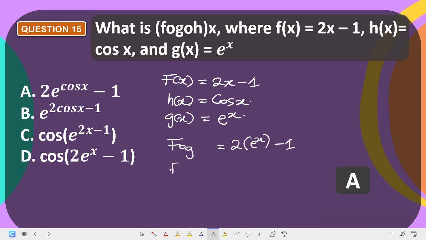Now the next one is f of g of h. What f of g of h is telling you is that in f of g, wherever you see s, put in the value of h. So this becomes 2, then we have e. What do we have here? x. Put in the value of h. What is the value of h? It is cos s, minus 1. So the correct answer is 2e raised to cos s, minus 1. And that makes option A the correct answer to this question.